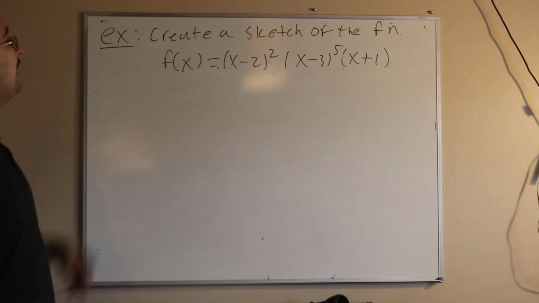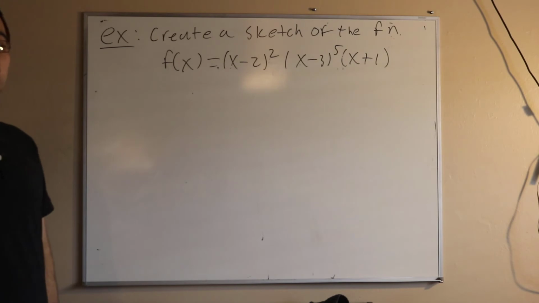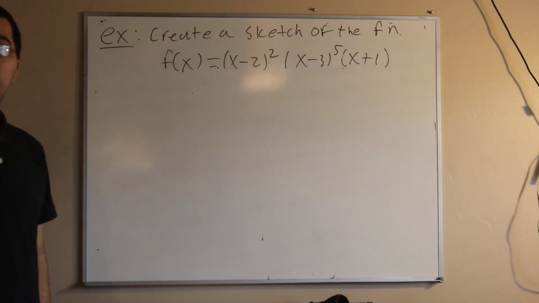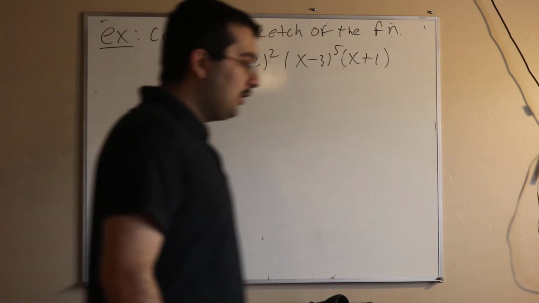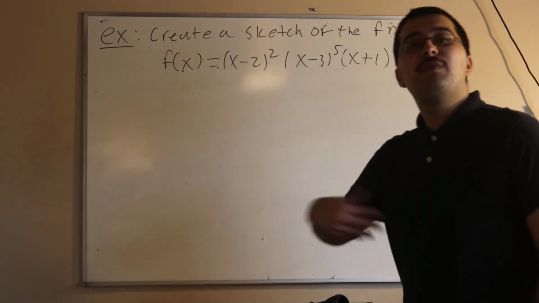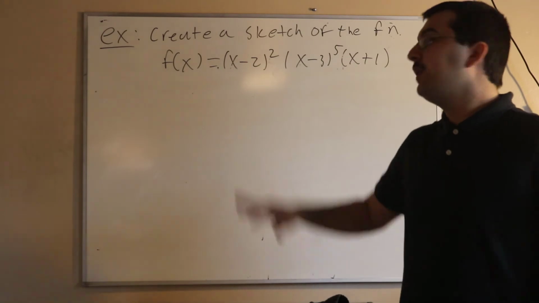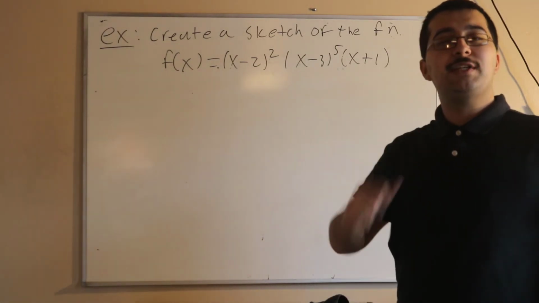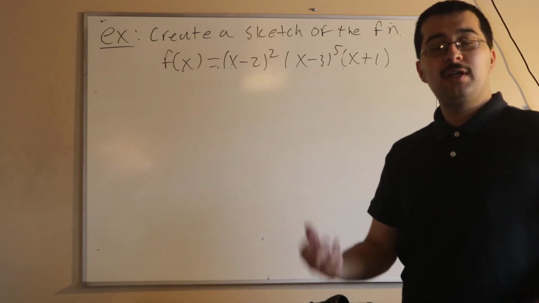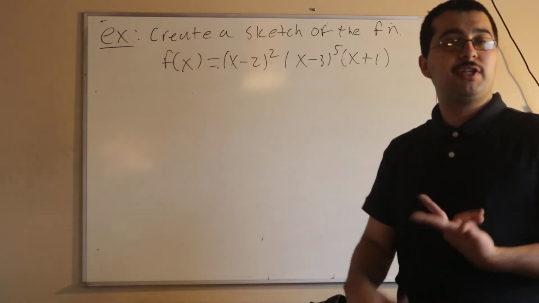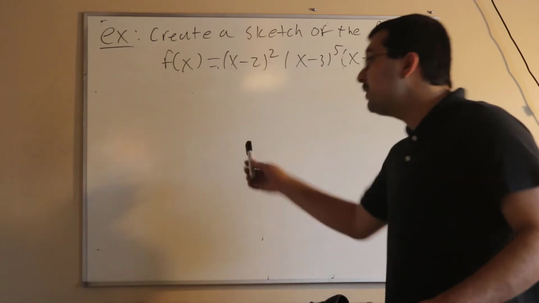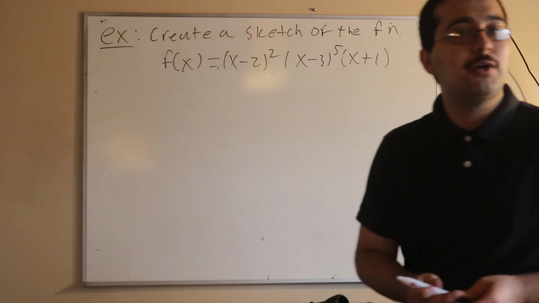Let's create a sketch of the function f of x equals x minus 2 squared times x minus 3 to the 5th power times x plus 1. So at this point, with everything we've talked about, we don't have to go through and make a list of tables anymore and just plot a bunch of points. We just need to identify the key pieces of information, that being the degree, the leading coefficient, and the zeros, and use that to construct our graph. So let's start with identifying the zeros of this function.